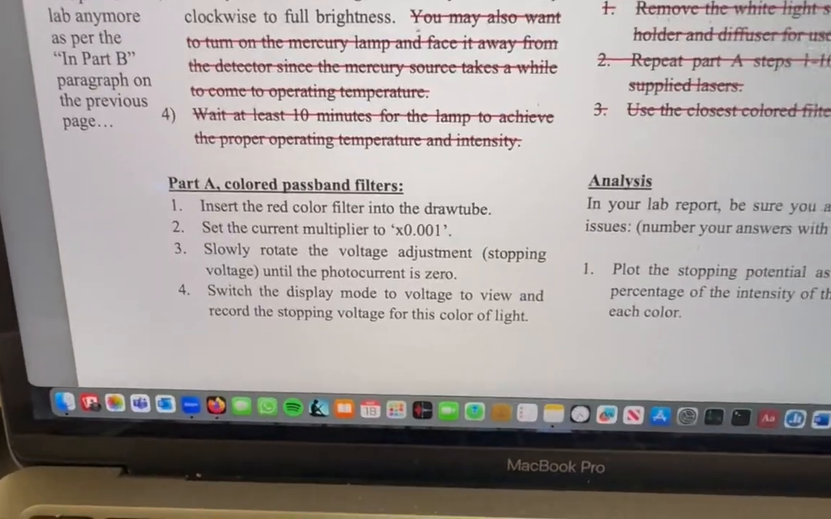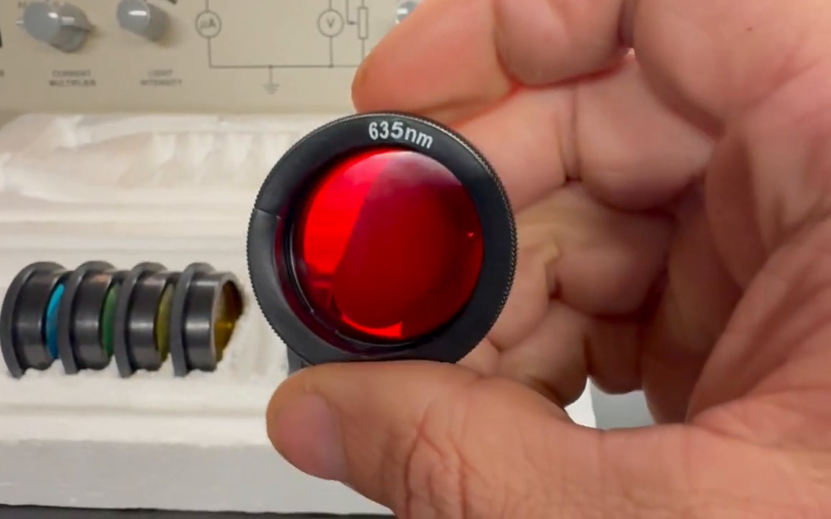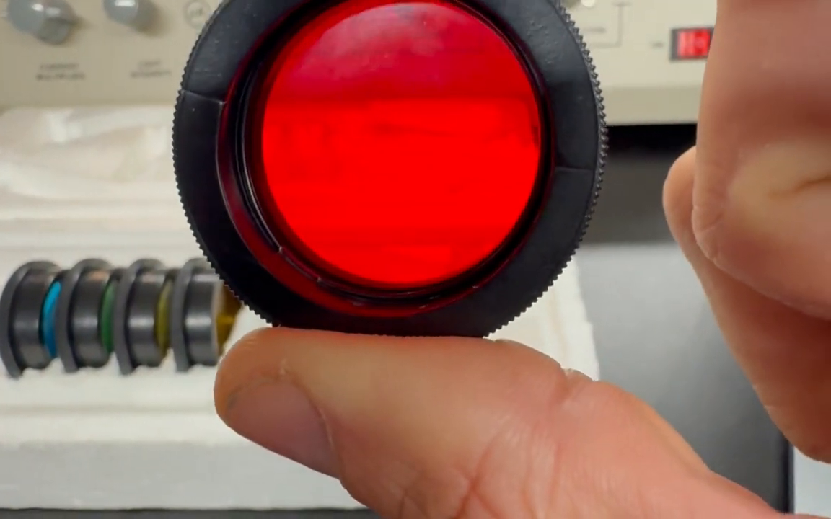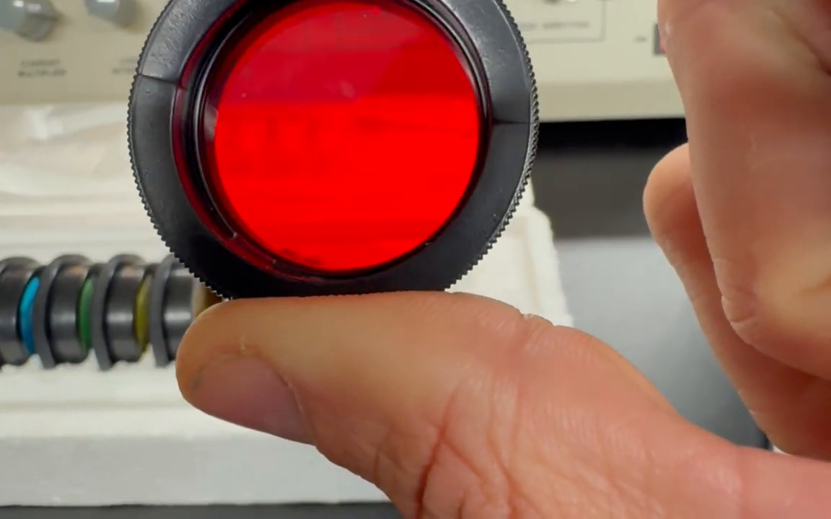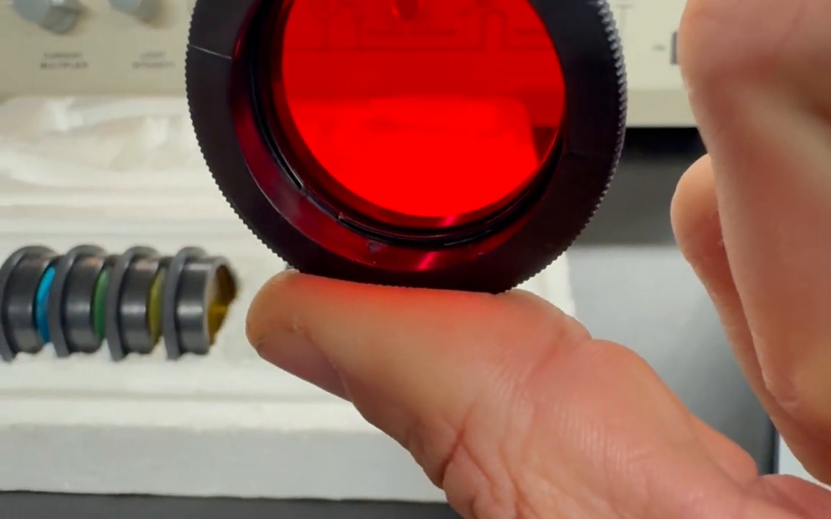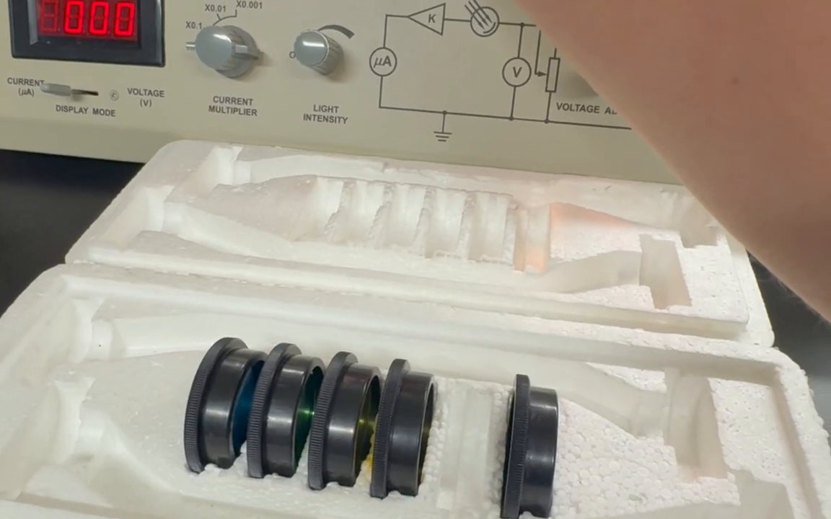So what we're going to do is put in one of these colored filters. Let's put the red one in first, and notice it has the wavelength on there. We do not want wavelength, we want frequency. So you're going to need to use the speed of light and invert this to get your frequencies. Remember, that's going to be your independent variable.